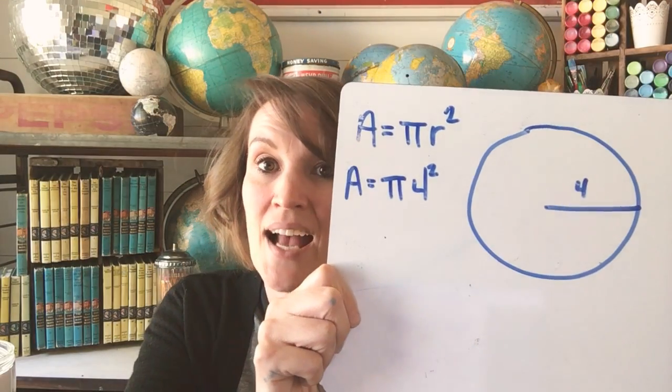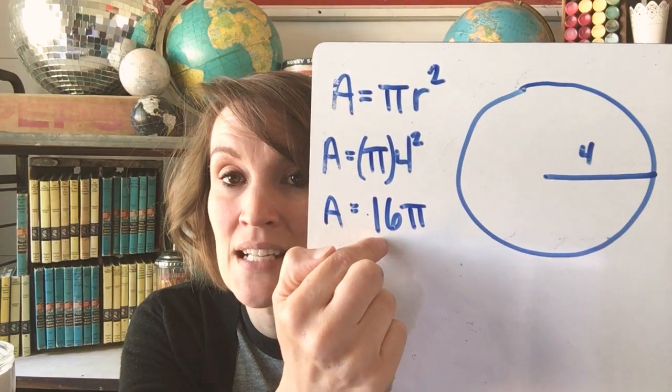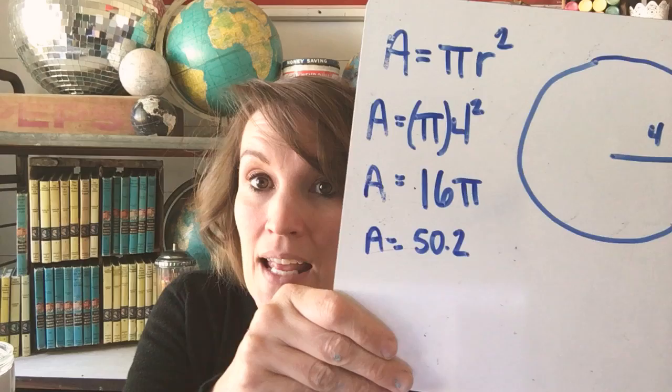So we say area is equal to pi times 4 squared. Now listen, you're going to want to tell yourself, oh, that's 8. It's not. 4 squared is not 8. Remember, 4 squared is 4 times 4, which is 16. So now we have 16 times pi, or pi times 16. It's interchangeable. So we say pi times 16 is 50.2. 3.14 times 16 is 50.2.